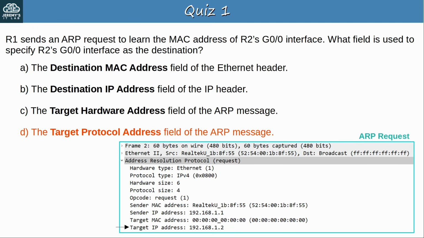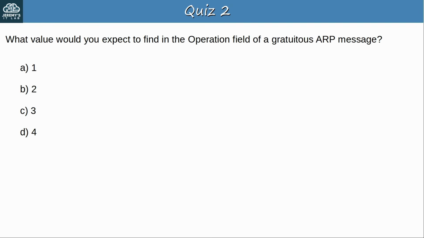Okay, let's go to question 2. What value would you expect to find in the operation field of a gratuitous ARP message? Pause the video now to think about the answer.